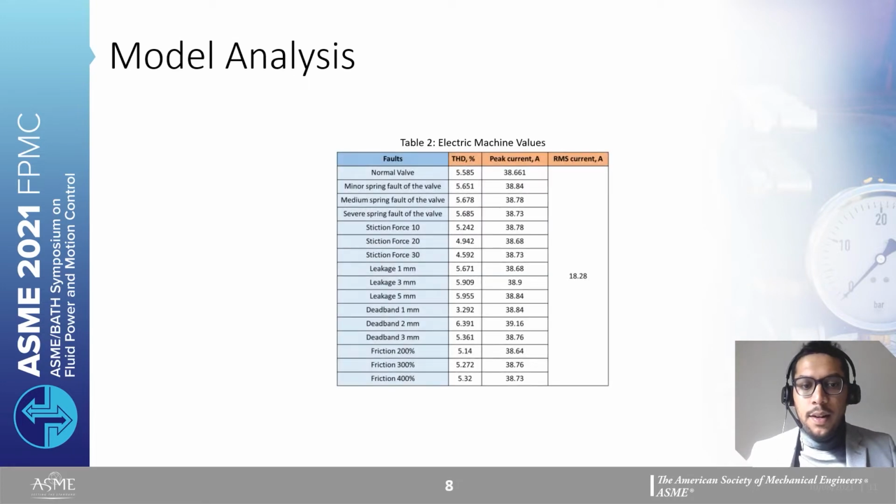The model analysis is performed by taking a look at the total harmonics distortion. The normal valve has a value of 5.585, and this is taken as a reference value. And we can see that the faults are having an increase in this value or a decrease. And there was one fault with unpredictable behavior, which is the dead band fault.